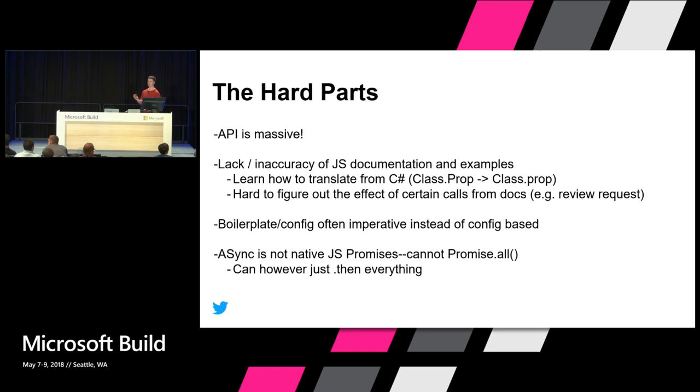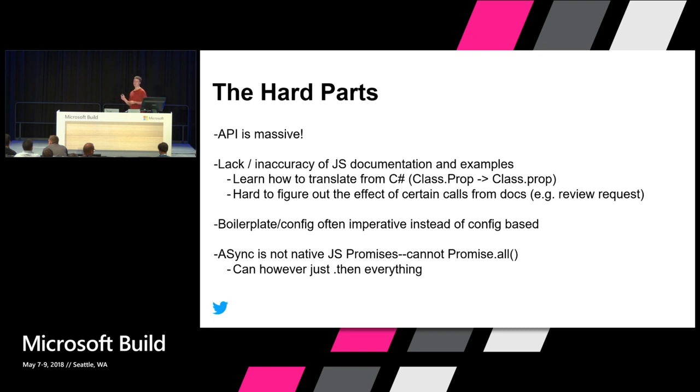One of the things is you're not going to find JavaScript examples for every single thing you want to do. So as long as you can convert from the C# examples given into JavaScript, usually this is just changing that first letter to lowercase, that can be really useful. It's also sometimes hard to figure out exactly what certain API calls do. And you can get around this by just testing them. Go into DevTools, paste them in, see what happens. This was a great way for us to figure out how to do a review request, for instance.